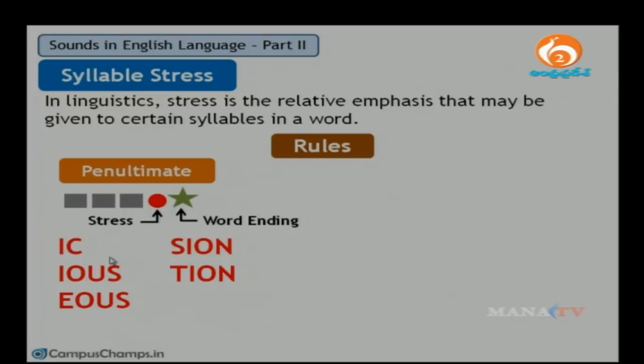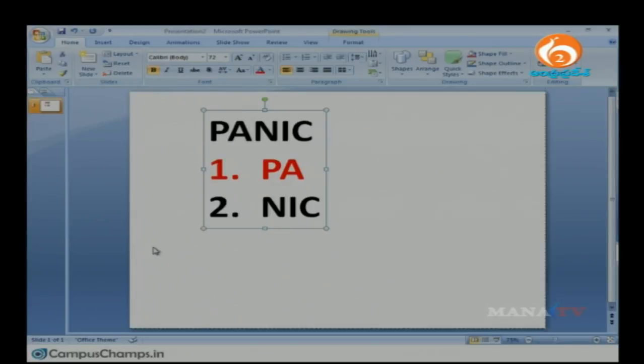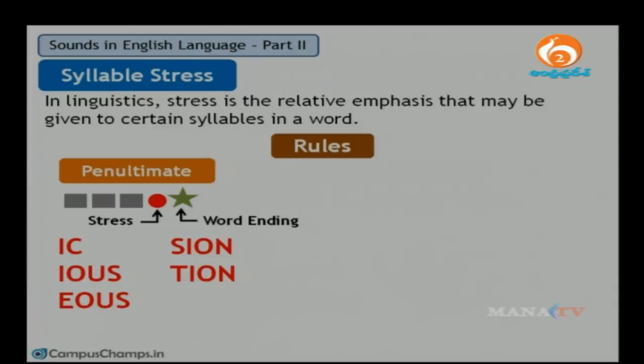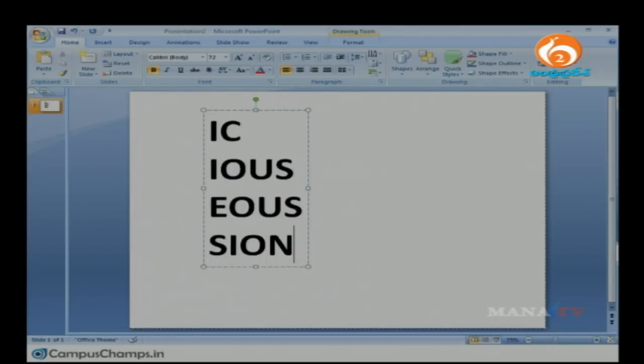Now let me give you an example of each one of them. So the word endings: there is IC, IOUS, EOUS, SION, TION.